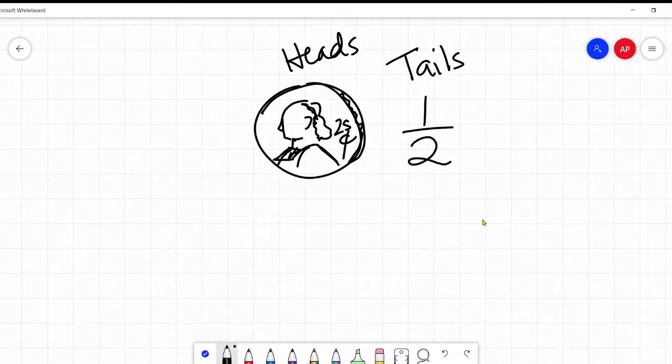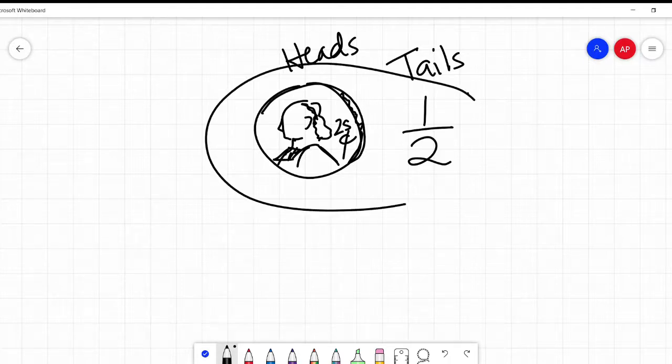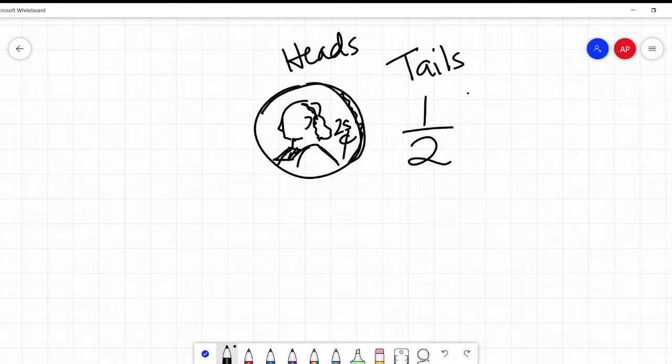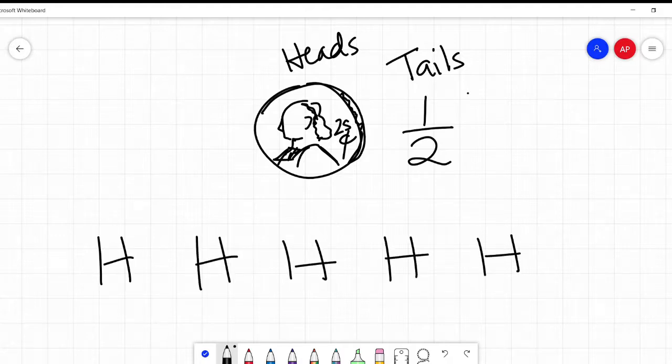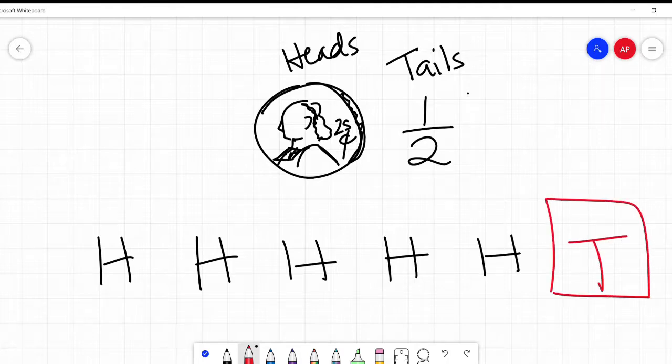Here's the thing with probability. It never changes. If I flip a coin and it is a fair coin, no one's cheating, my odds of getting heads are always 1 out of 2. It does not matter if I have flipped that coin 5 times and I got heads and then heads and then heads and then heads. Sort of human instinct is to say, oh my goodness, heads has come up so much. Tails has to come up next. It has to. The odds don't change. It's always 1 out of 2.